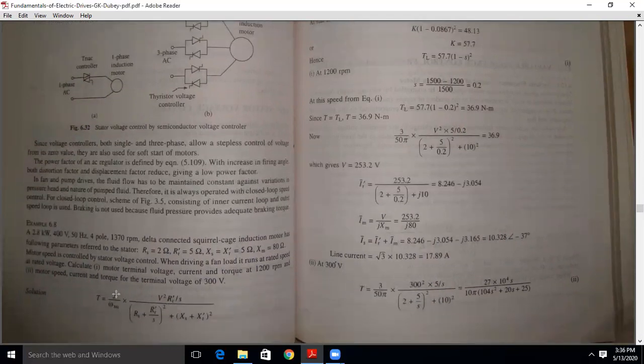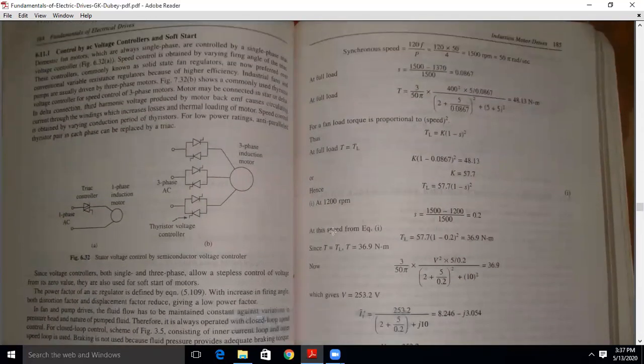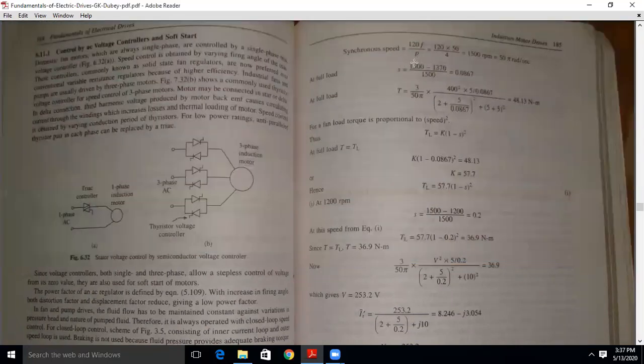Now this is the formula: 3 divided by omega_s, V square, Ri dash by S, and so on. In order to calculate that torque, we need to calculate the S value, and hence the synchronous speed. The synchronous speed is 120 F divided by P, so this is 50 pi radian per second. Then S is (ns minus n) divided by ns, with ns 1500, it is 0.0867.